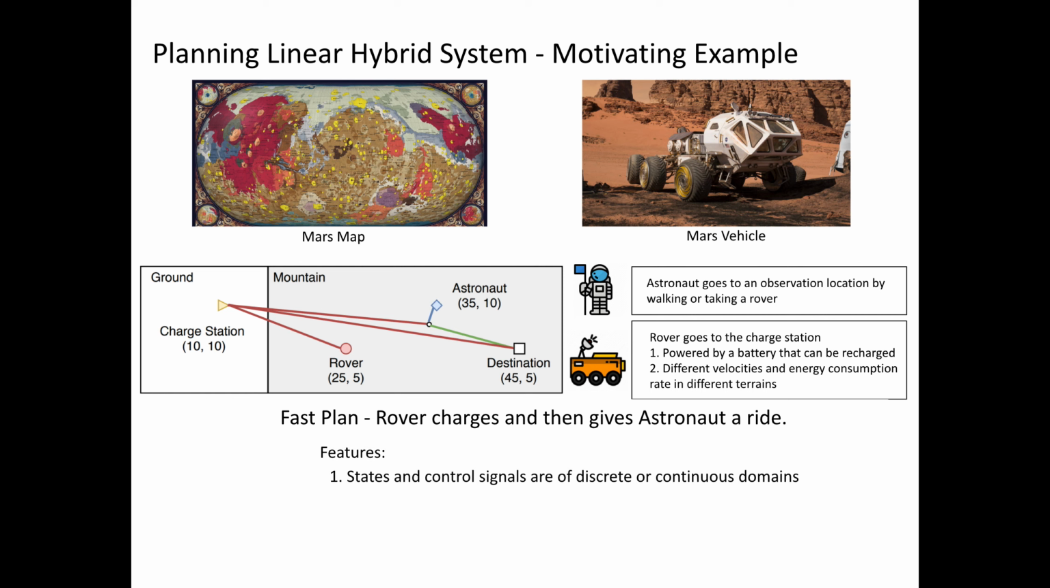The problem is hybrid because the astronaut can be in the mode walking or taking a ride, and the rover has different modes in different terrains. As we can see here, the astronaut needs help from the rover to get to the destination sooner, so the subsystems here are coupled and the coordination is very important. In addition, the continuous dynamics are also different under different modes. For example, the rover moves slower and consumes more energy when moving in mountains than moving on ground.